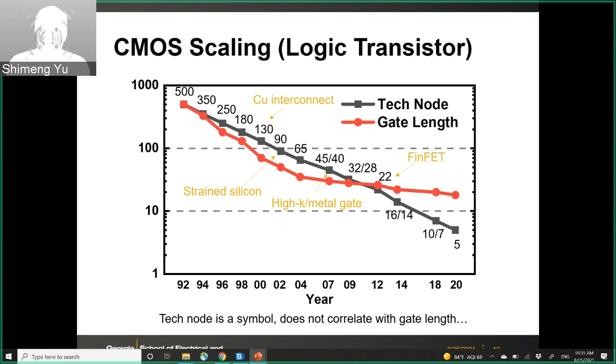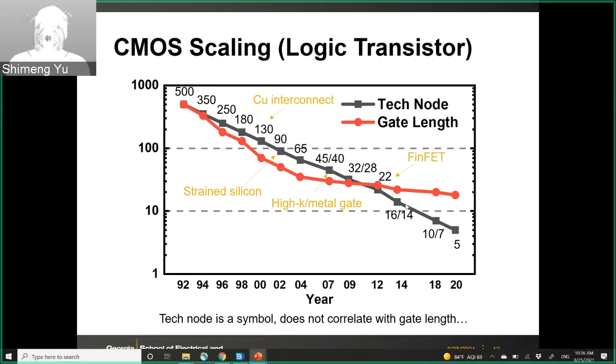So the electron wavelength is 13 nanometer. That means it's possible to find the electrons anywhere within that 13 nanometer range. So it's impossible to make the transistor source and drain close enough. That's why today's transistor, even for the most advanced 7 nanometer, 5 nanometer process, the physical gate length is about 20 nanometer. So you have to separate the source and drain. That's why the gate length almost stopped scaling. The tech node keeps scaling, but that means nothing, okay? The tech node is just a symbol.